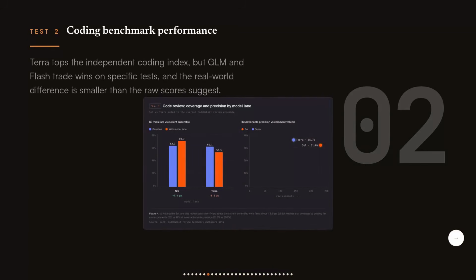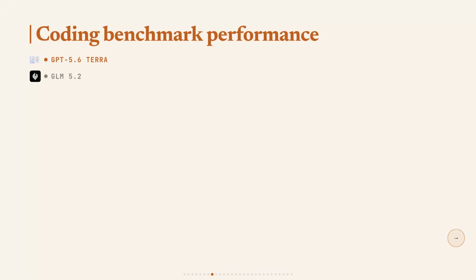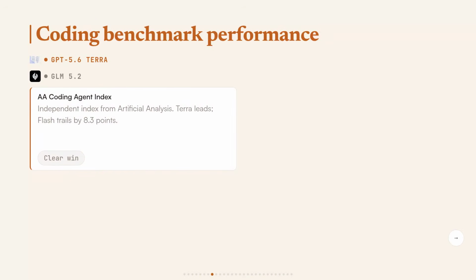Cheap tokens don't matter if the model can't finish the job. On the AA Coding Agent Index, an independent measure from Artificial Analysis, Terra scores 77.4, the highest of the three, with Flash trailing at 69.1. GLM doesn't have a published score on this particular index.